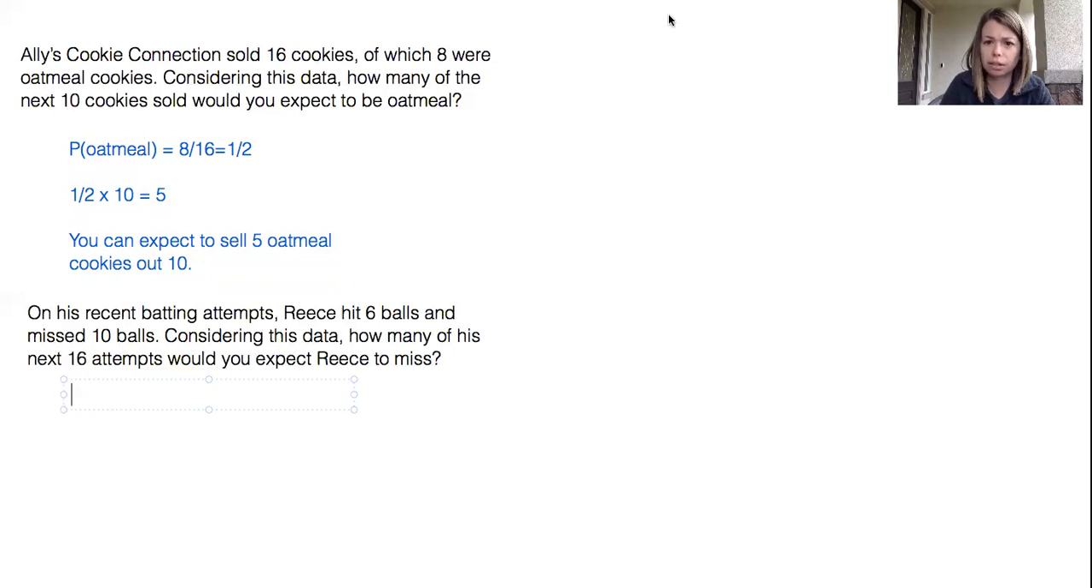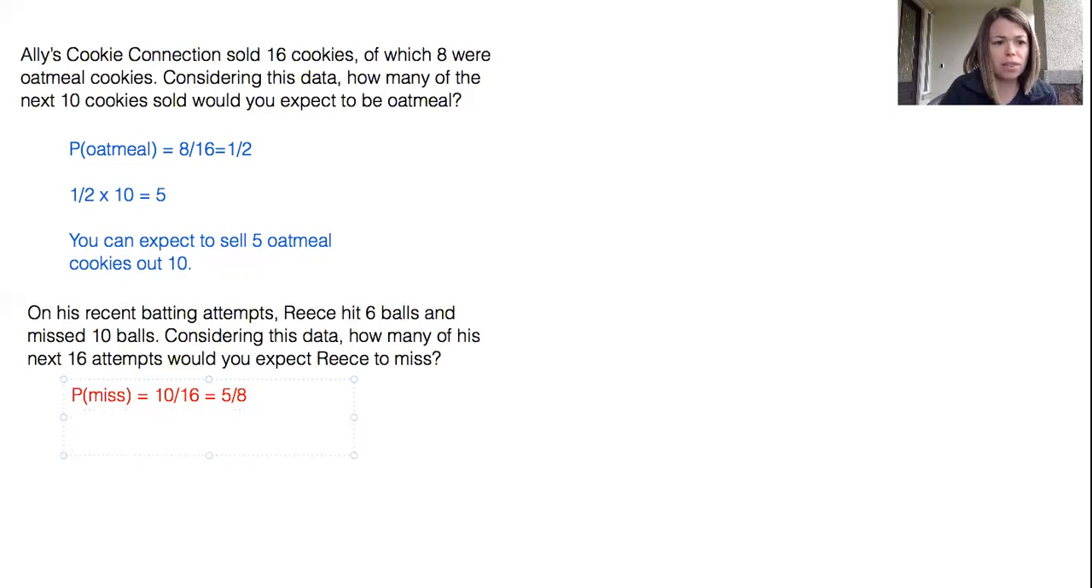You know, green is not a good color. That's too light. Let's do red. Okay, so the probability of a miss. Okay, so it says that he hit 6 and missed 10. So that means that there were 16 attempts total. So it's going to be 10 out of 16 for this. Now we do want to take the time to reduce that fraction. It will make it a lot easier for us to deal with it. Looks like the top and bottom are both divisible by 2. So I can reduce this to 5/8.